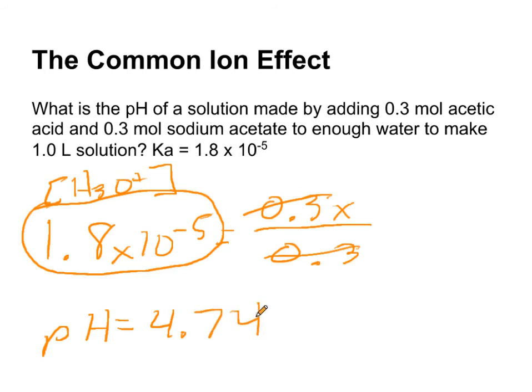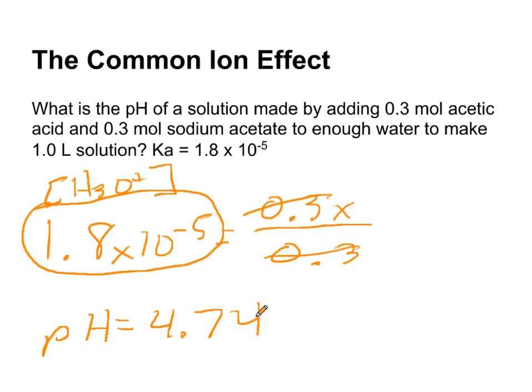Now this pH is higher than the pH of just 0.3 molar acetic acid. When we had that sodium acetate present, that acetate ion present at the beginning, that causes a shift in the reaction. Le Chatelier's principle says that if you add something to the right side of a reaction, it's going to shift to the left to get rid of that stress. So adding that product ion caused the reaction to shift back to the left, which meant less dissociation of the acetic acid or less production of the hydronium ions.